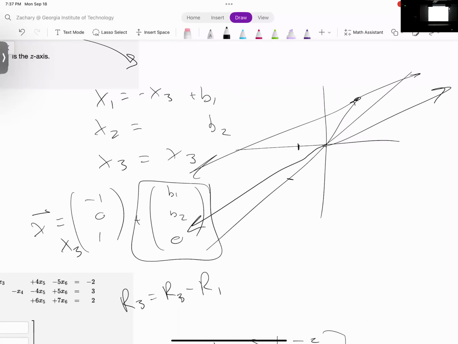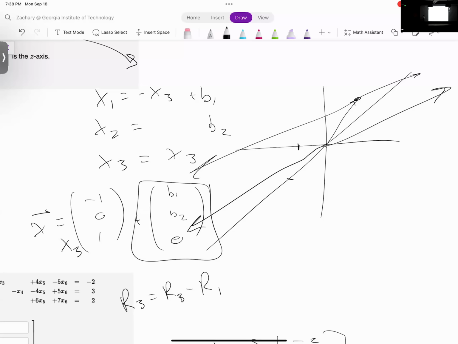So B1 and B2 only control my shift, right? They do not control what this line looks like. You can already see that this line is not parallel to the z-axis. Will shifting that ever change that? No, that's all it's asking. Shifting it will never change how it looks. It'll just move it in space.